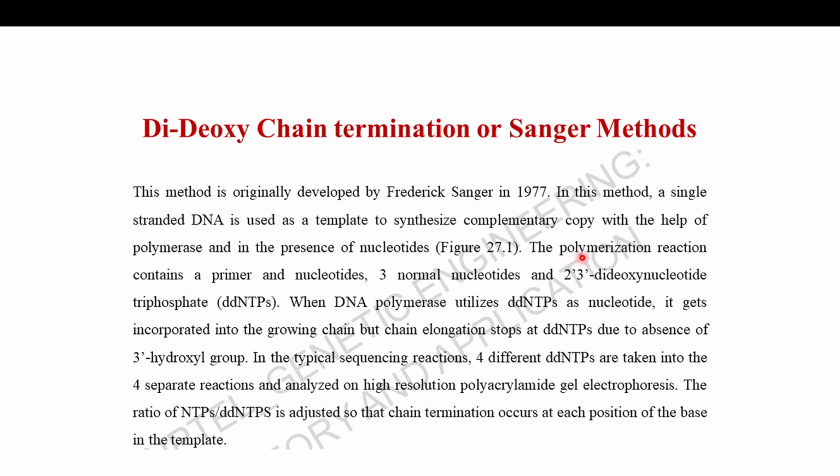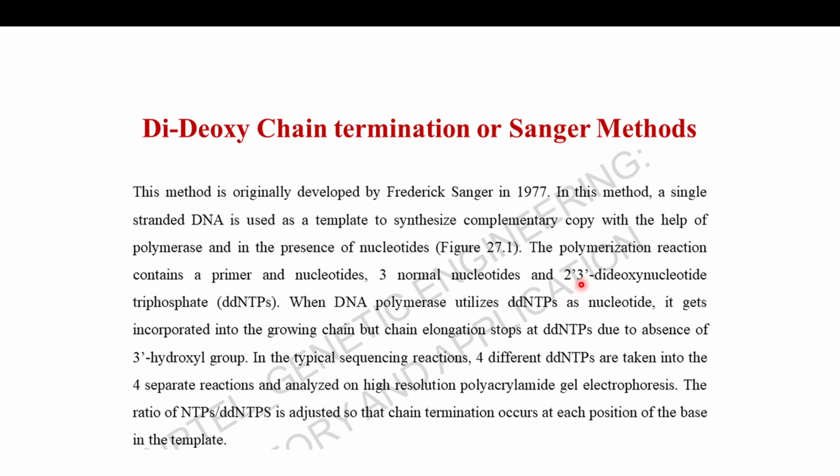Now, in general, we use dNTPs or deoxynucleotides. Here, in deoxynucleotides, only the 2 prime position is deoxy, there's no oxygen present. But in case of Sanger sequencing, we use nucleotides which do not have oxygen at 2 positions, at the 2 prime and 3 prime positions. So what will happen is, with the 3 prime hydroxyl group, chain extension takes place. Now, if that OH group is not there, then chain elongation or polymerization won't be possible.